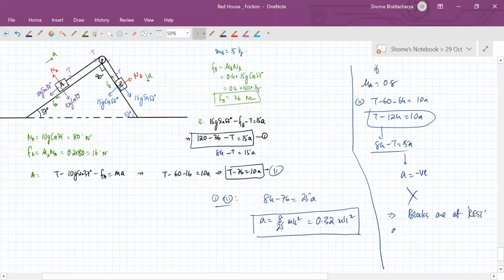Okay, and the frictions are static friction. So friction on A is less than or equal to mu A into NA, and friction on B would also be less than or equal to mu B into NB, such that acceleration would be zero for this. Acceleration would be zero for this.